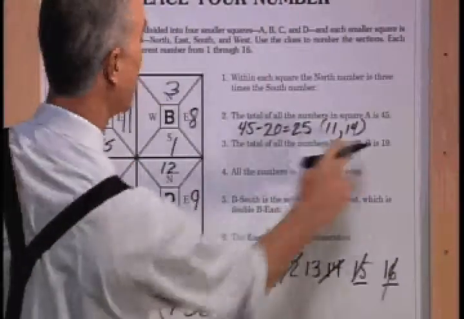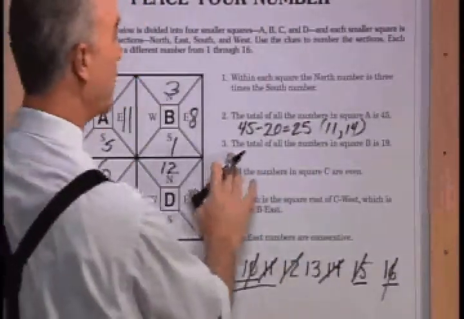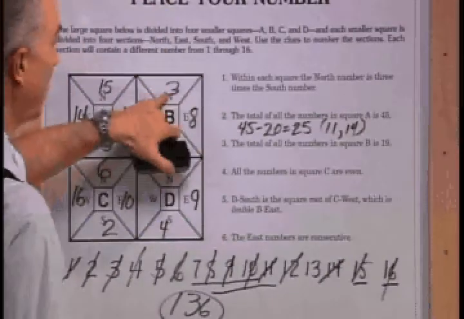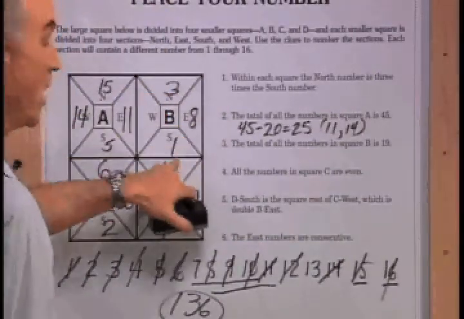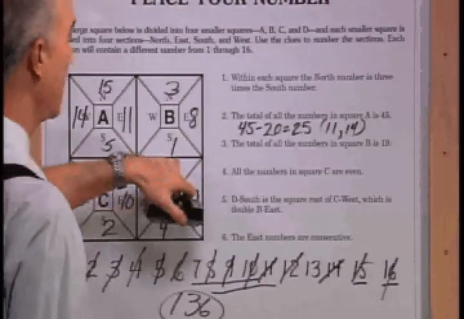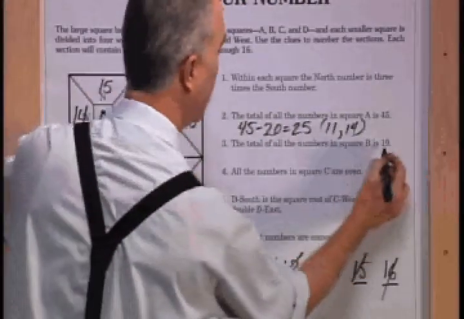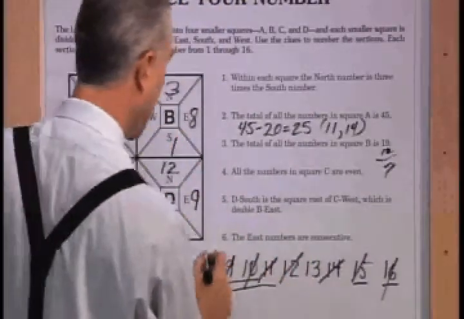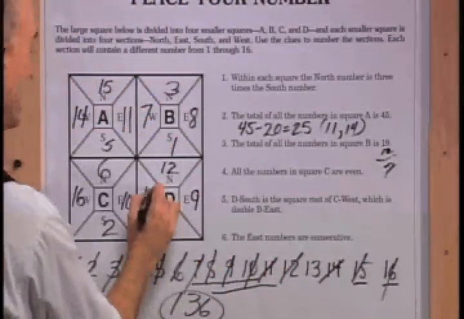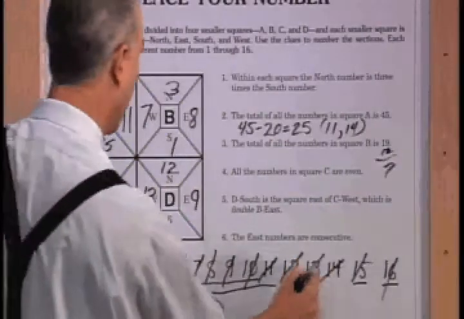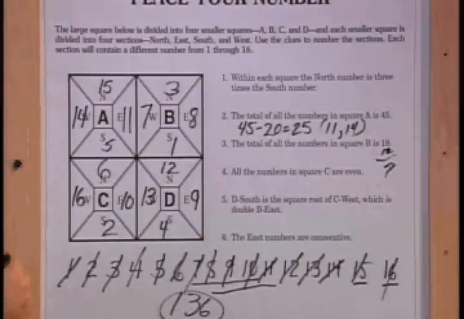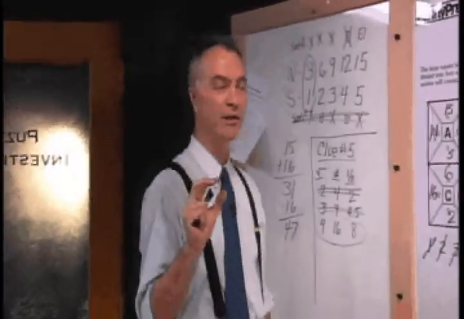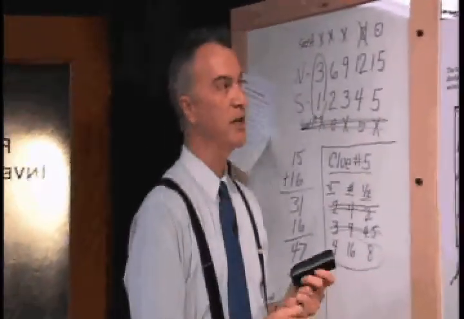Let's go back to clue number 3. The total of all of the numbers in square B is 19. We have 3, 8, and 1. They add up to 12. 12 from 19 leaves us with 7. We cross off 7. The final remaining number is 13 at D West. Well, that took a little logic, but it's just a little leap of logic. And we've solved the Place Your Number puzzle.